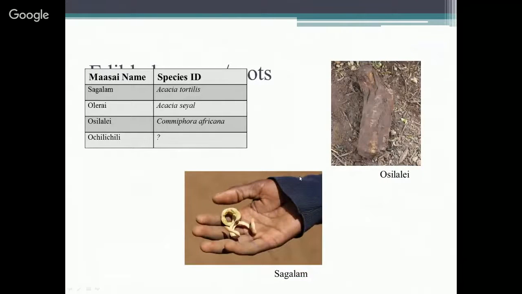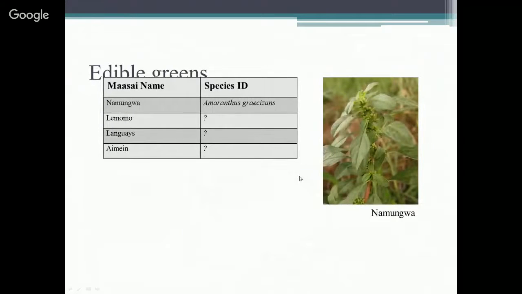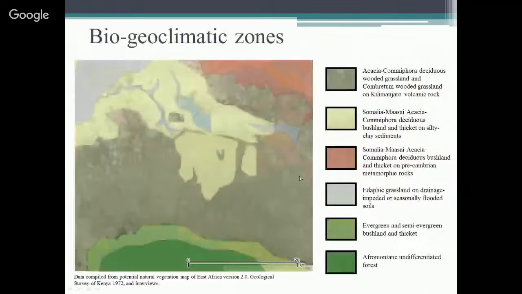In addition, there are legumes like sagalam from the acacia tree, which is eaten by people and is also important for goats, and roots, which are boiled and used to make teas and soups. Also edible leafy greens, prepared like sakuma wiki.